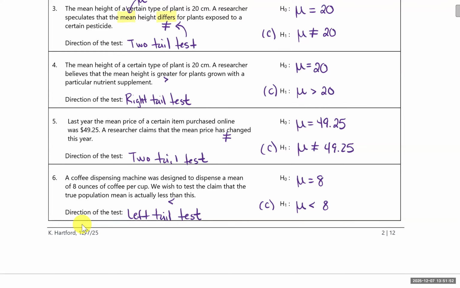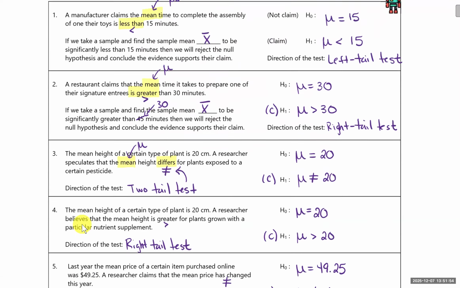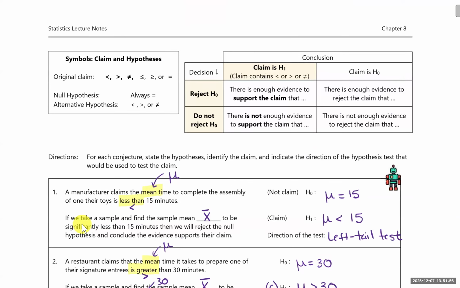All right, so there you go. Some practice writing hypotheses. And then as we move forward, our claim will be that alternative hypothesis, and we'll be gathering data to see if we will be rejecting it, which leads us to support our claim, or not rejecting it, which would lead us to not support our claim.